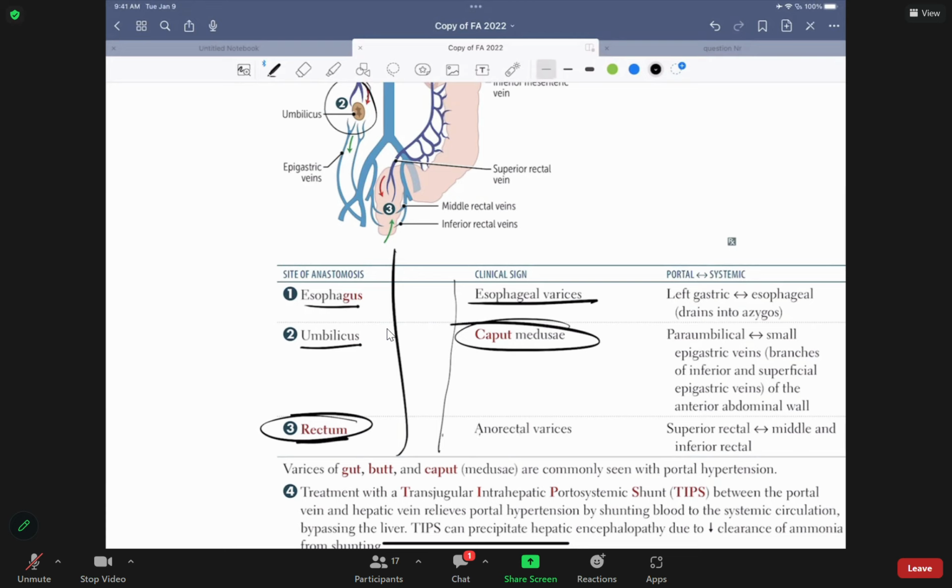It's called anorectal varices, but I'm going to replace that with another name: internal hemorrhoids. Okay, not external hemorrhoids, internal hemorrhoids. So, if a patient presents with esophageal varices, caput medusae, or internal hemorrhoids, it's an indication of portal hypertension. Agree?